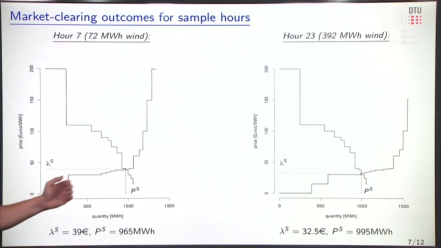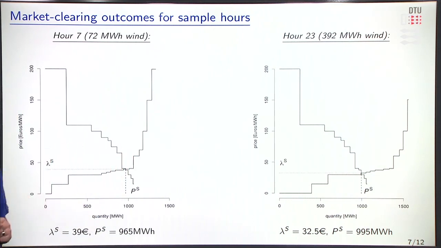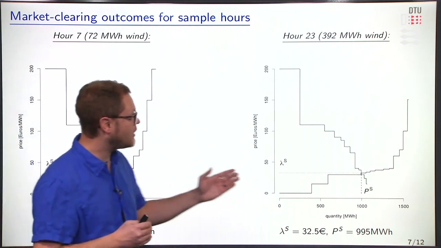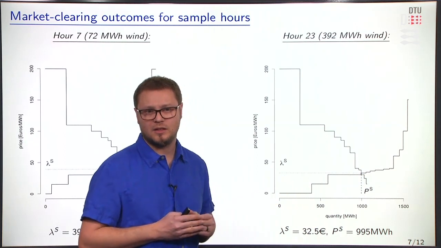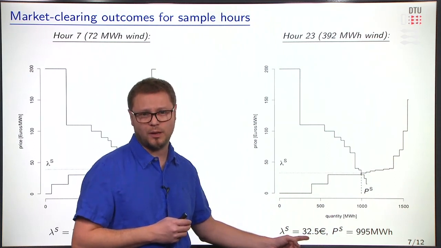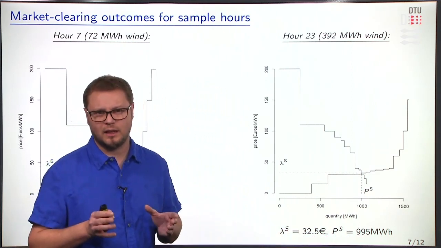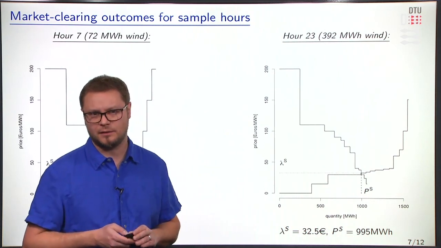Now, if we clear the market with lower wind condition, we see that the clearing price is 39 euro, so it's actually higher than the reference clearing we had from before. And the overall quantity cleared, so what is going to be scheduled here on the left of the equilibrium point, is 965 megawatt hours, so it's less than what we had cleared in the reference case. Now let's look at an hour with much more wind in the system. When we clear the market, the price goes down to 32.5 euro per megawatt hour, and the quantity of energy cleared through the market is 995, which is the same as in the reference case.